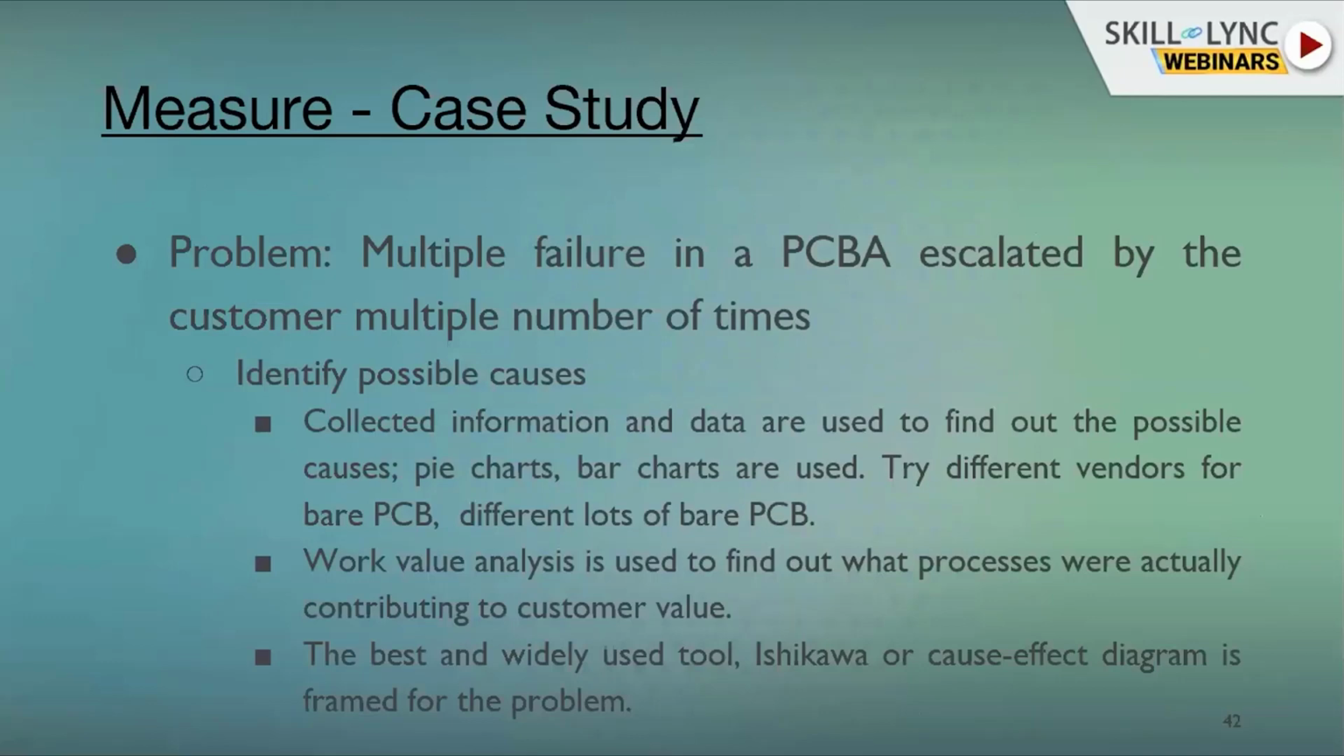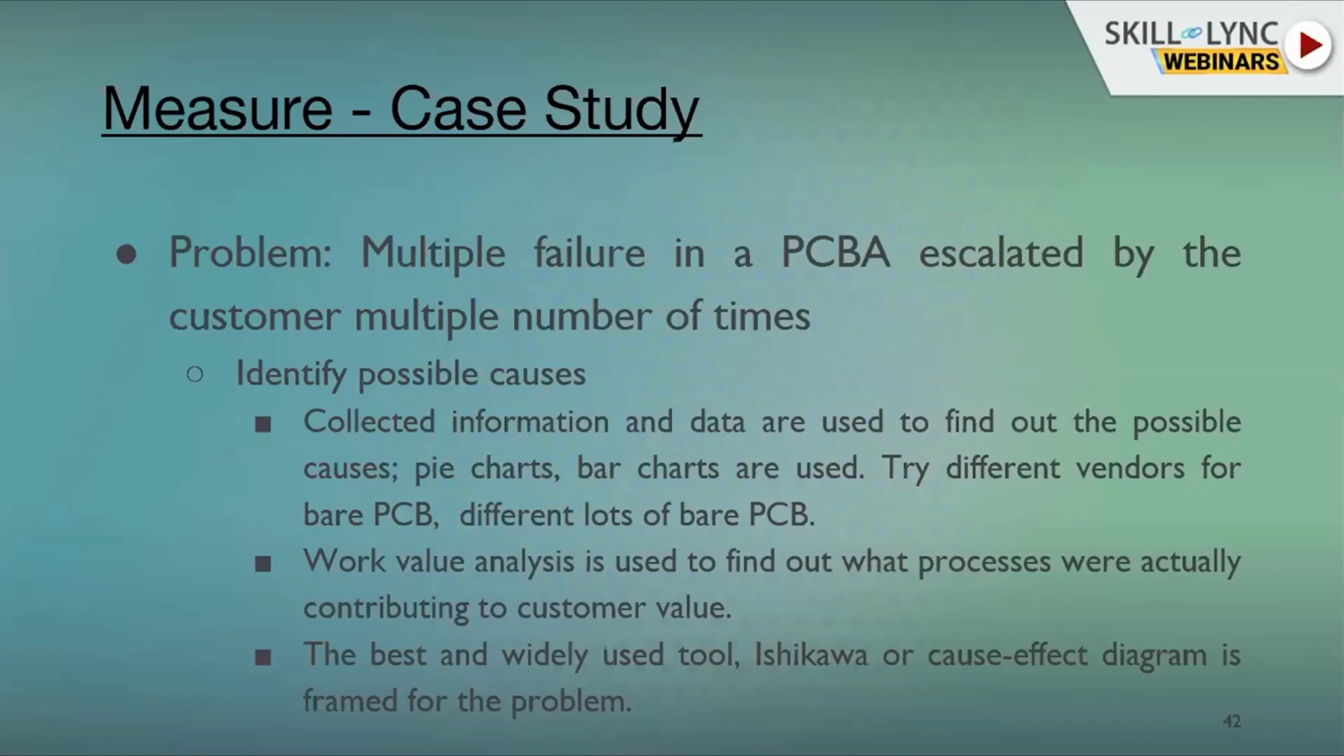Work value analysis was used to find out whether processes were actually contributing to the customer value. We found out whether a particular process is actually contributing to customer value or actually contributing to customer defect. That also happened. A non-value-added activity is causing a customer defect. Sometimes it happens like that also. We found some of that problem here.